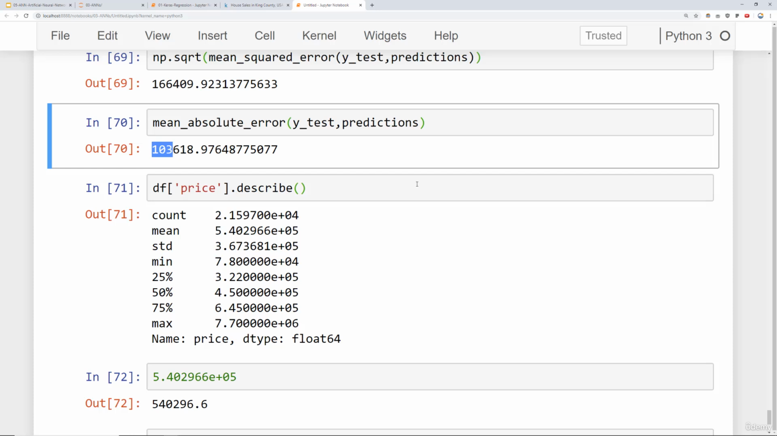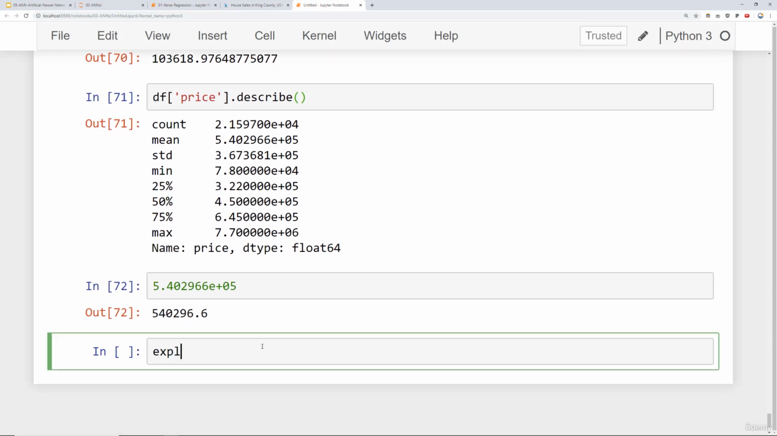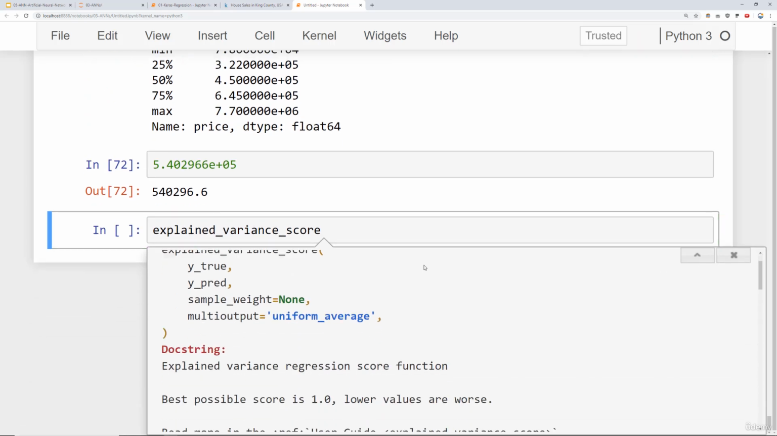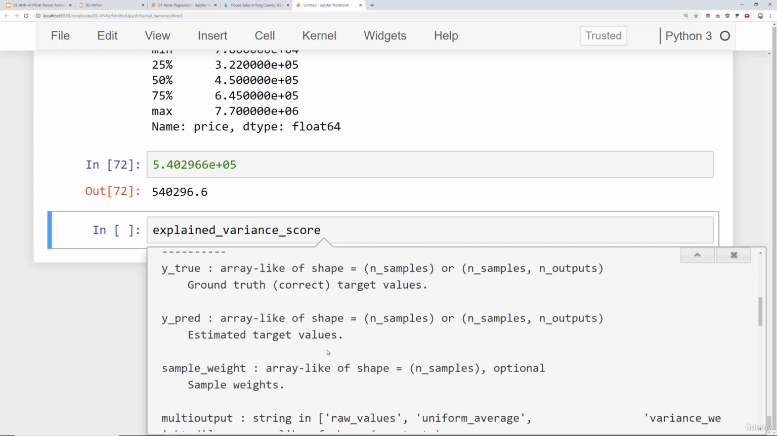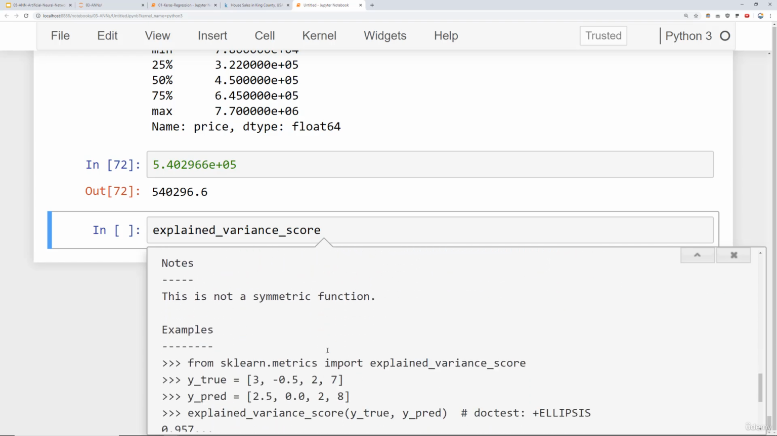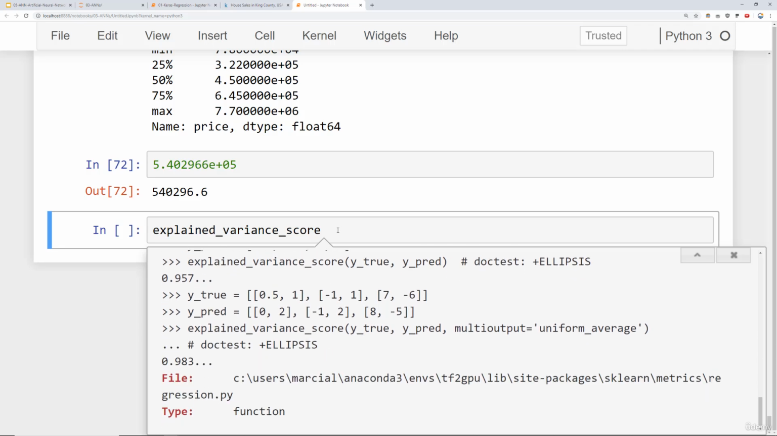What we can also do is use an explained variance score to get a deeper understanding of our evaluation metrics. If you press Shift Tab here, it will explain what's actually happening. The best possible score is 1.0, and it tells you how much variance is being explained by your actual model. You can take a look at the online documentation for further examples of how this works and how it is calculated.